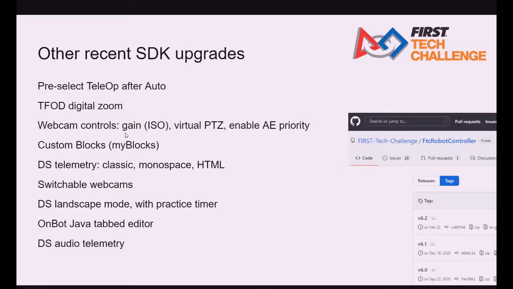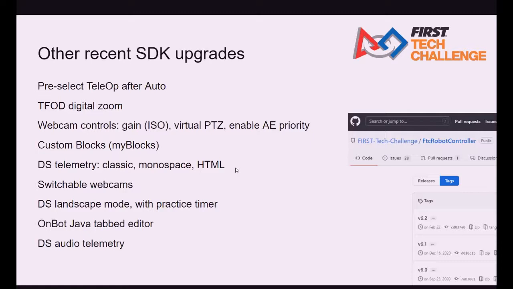Webcam controls are available. Gain or ISO, which controls the lightness and darkness of the image. Virtual pan, tilt, and zoom. This is not a physical movement of the webcam, but rather movement of a frame within the overall image captured by the webcam. And lastly, you can enable auto exposure priority. Custom blocks or My Blocks we have already discussed. This is an extremely valuable feature for teams.